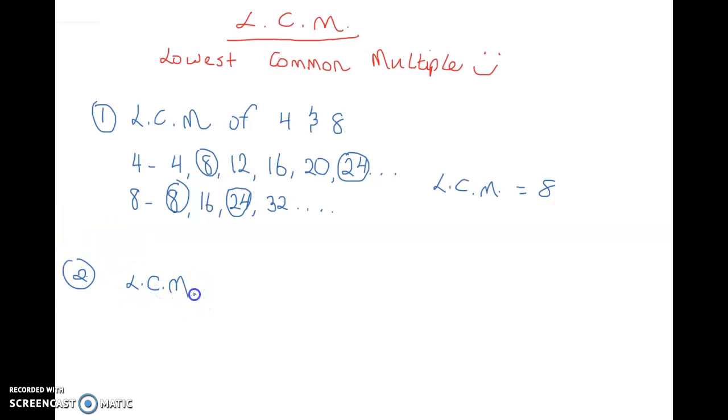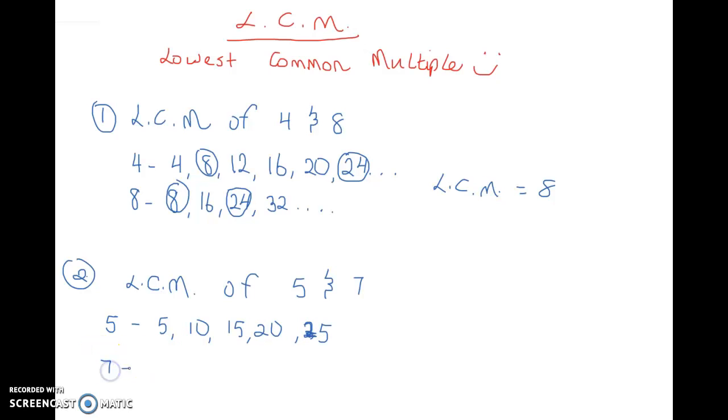LCM of 5 and let's say 7. So let's list the multiples of 5. So we're going in 5s. 5, 10, 15, 20, 25. So let's stop here for now, and if we need to add on, we can add on afterwards.